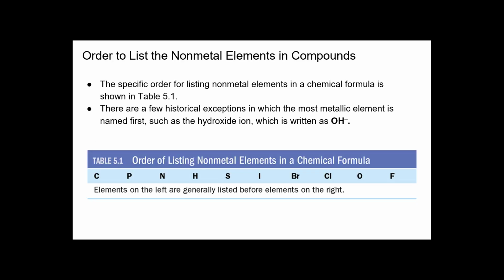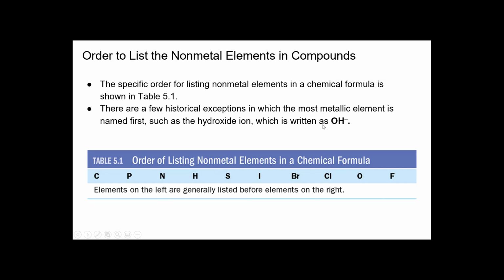So, the order to list the nonmetal elements in a compound. This is table 5.1. Anything over here is considered more metallic, and as you go this way, it's nonmetallic. If you have to list them in order when writing them out, this is how you write them down. Oxygen and fluorine tend to be last. So oxygen is written before fluorine because it's considered more metallic than fluorine.